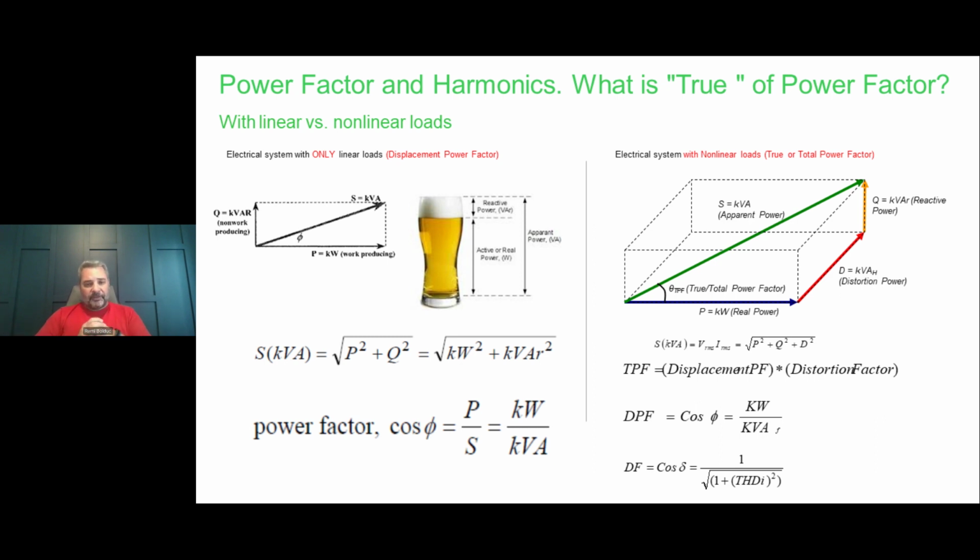So another thing that's interesting is that utilities today bill us on displacement power factor, which is equal to the cosine phi of the angle between your real power and apparent power. It's also the ratio of kilowatt over kVA or megawatts over kVA. But with advancement of metering, more and more what we see is another power factor indication referred to as total power factor or true power factor.